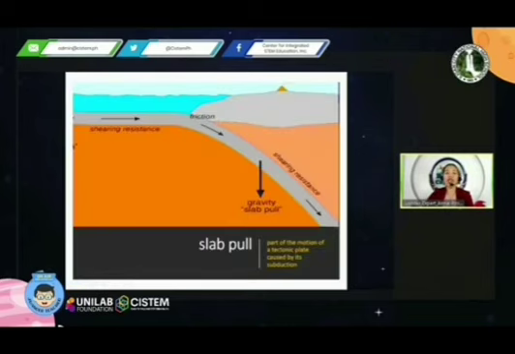And another one you have here, slab pull. This is part of the motion of the tectonic plate caused by its subduction. Subduction happens towards this part. So as you can see here, this one is plate 1, this one is plate 2. Plate 1 subducts beneath plate 2. So you have there slab pull. Just take a look at the direction of the motion of the plate. All right, so let us proceed.